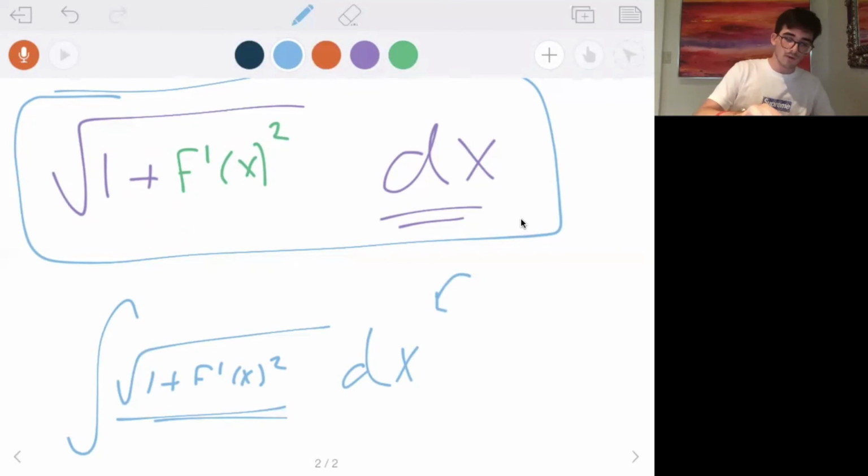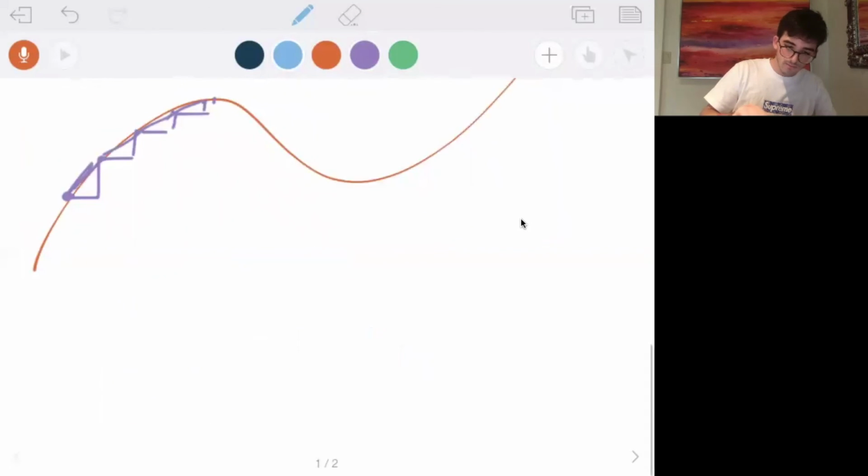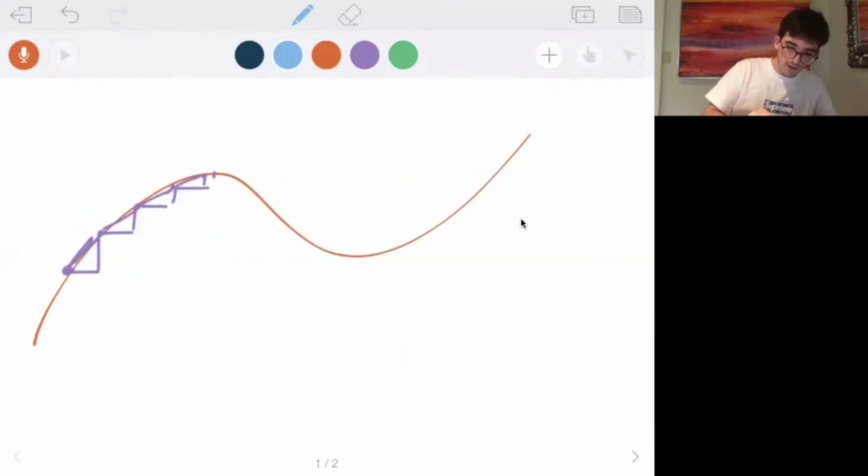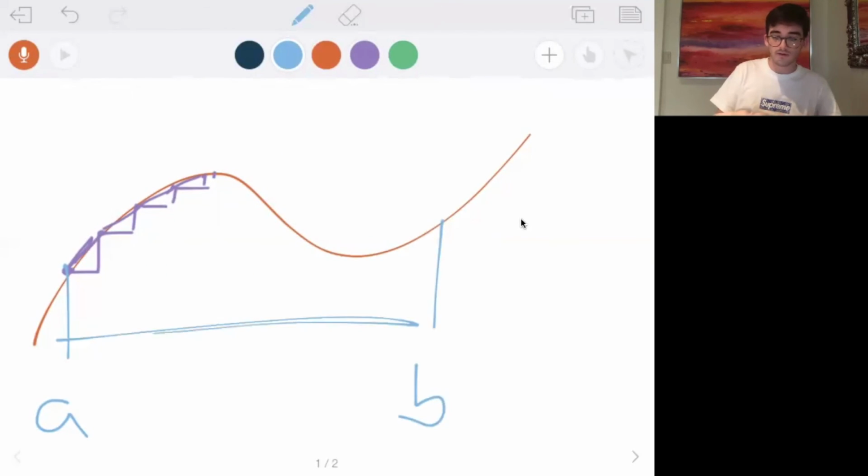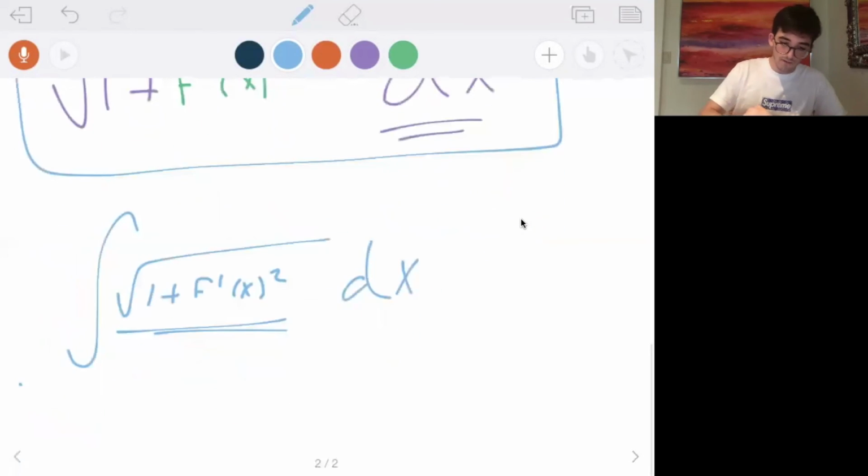And if you'll recall, I'll just give it bounds just for completion. Let's say we're going from, I don't know, let's say we're going from A to B, right? This right here is the interval of which we want to get the length. So that would mean that we're just going to integrate this expression from A to B. And there you have it. That's going to be the length of a curve.